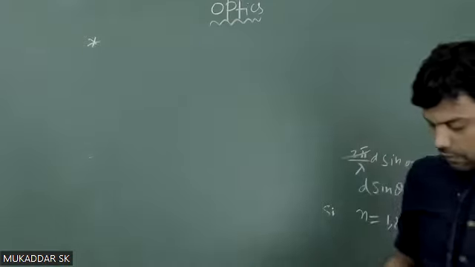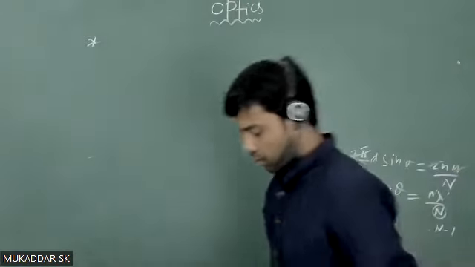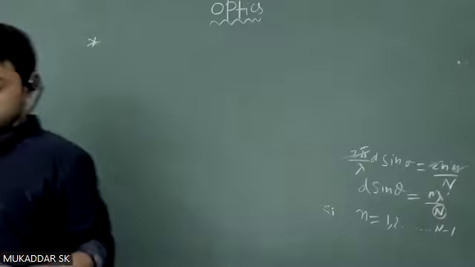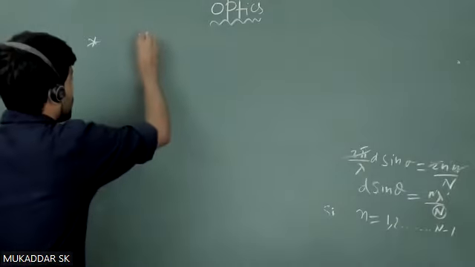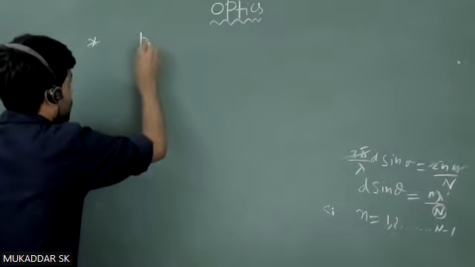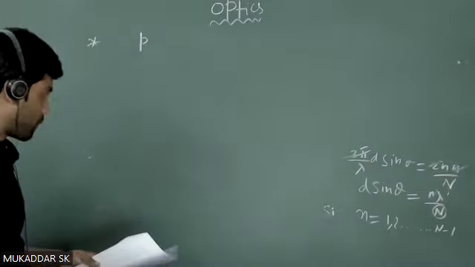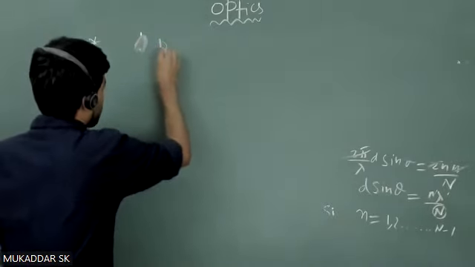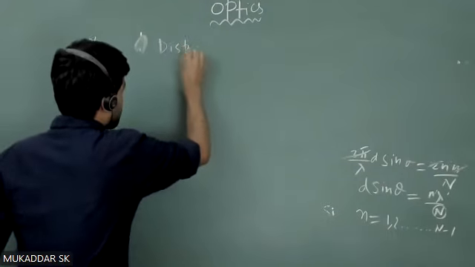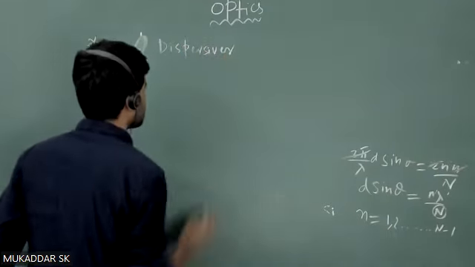Okay. Now we'll discuss one of the important parts of your grading, that is basically what? Anyone? क्या है? Dispersive power. First of all, we'll discuss the dispersive power.